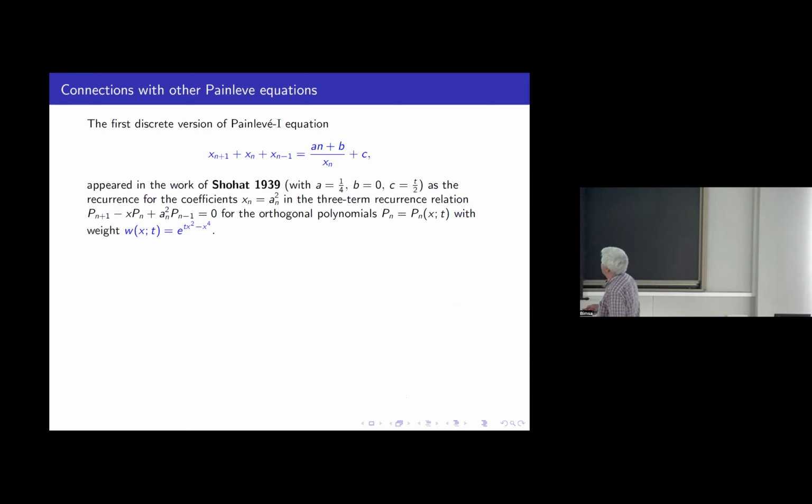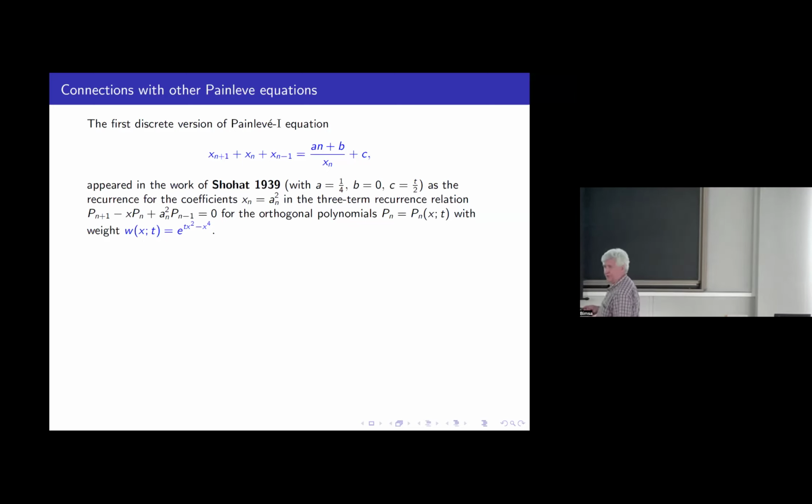Right. So, a natural question: how is this related to discrete Painleve? There is discrete Painleve-I already in the literature, and actually it's quite remarkable. To me, this is the first and maybe the most important appearance of discrete Painleve in mathematical literature, and this is in the work of Shabat, right?